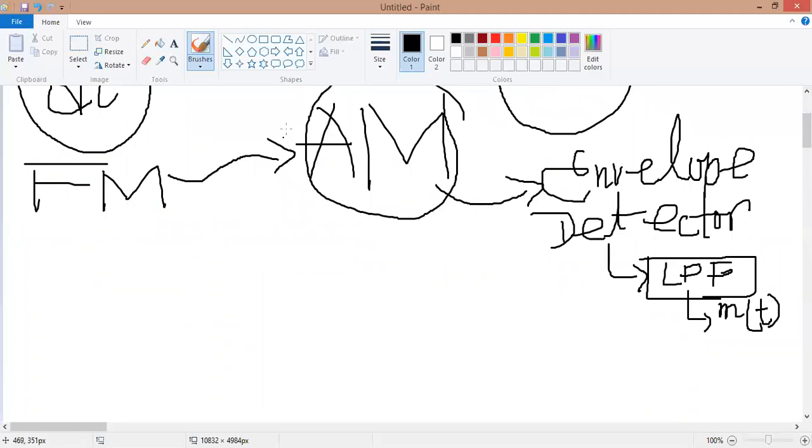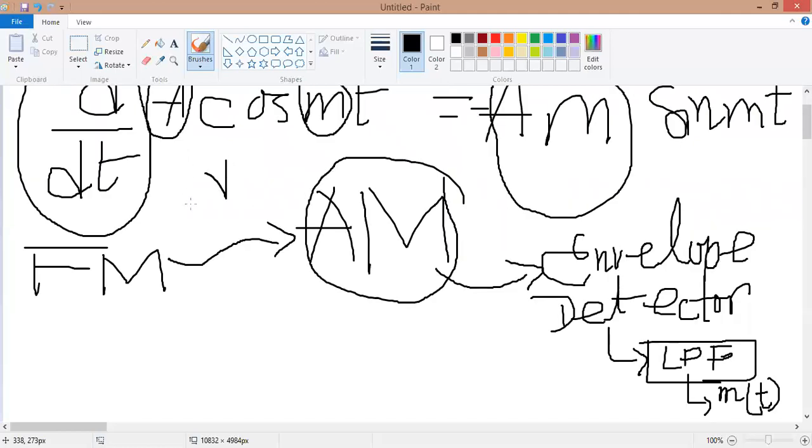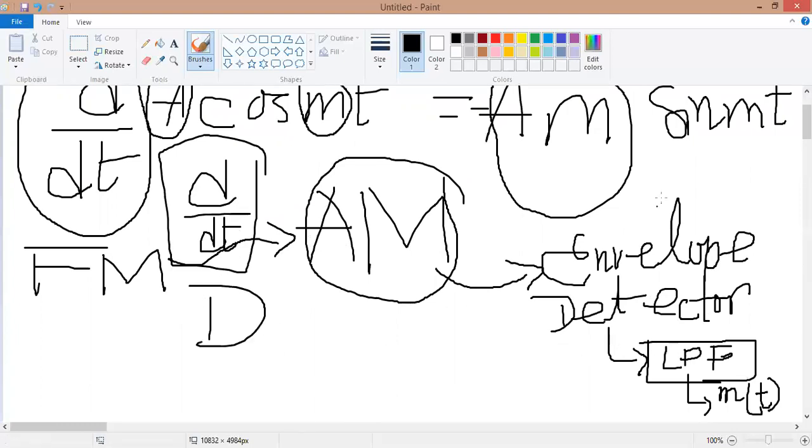So what do I need? First, I need one differentiator. The differentiator is the most important block to obtain the AM signal from the FM signal. After that, the envelope detector, followed by a low pass filter, and you will get your message signal back. So this is D for differentiator, E for envelope detector, and the last one is the low pass filter. That's why it is known as the DEL method.